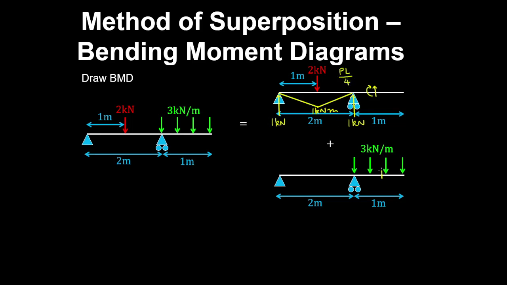Now in the second case, if you cut the beam from right to left, you'll see that the bending moment at the support here is the uniformly distributed load by the length, which gives the resultant, which acts in the middle of the uniformly distributed load. So therefore the moment arm is the length on 2.